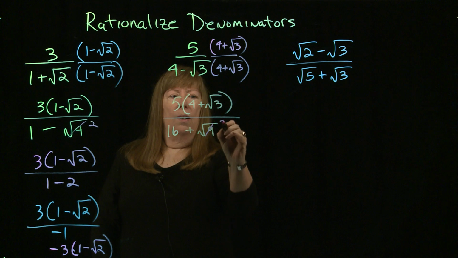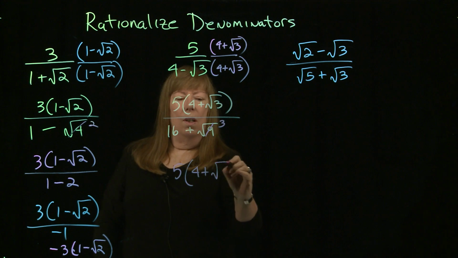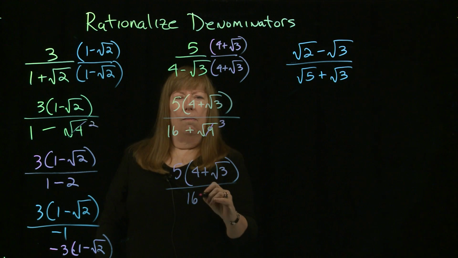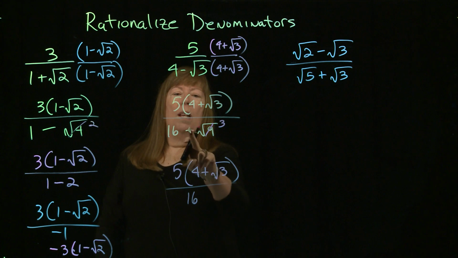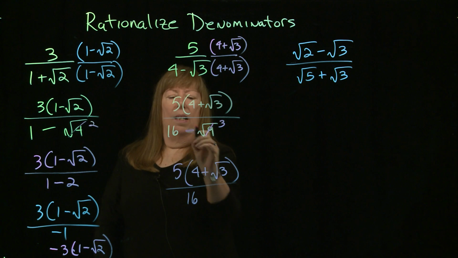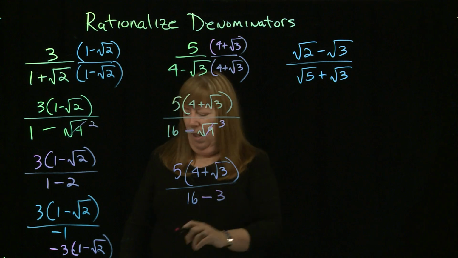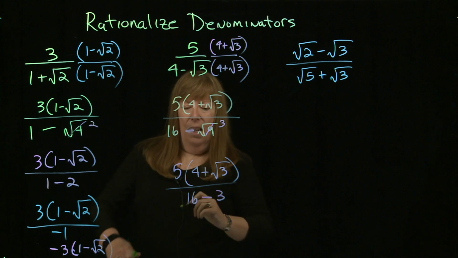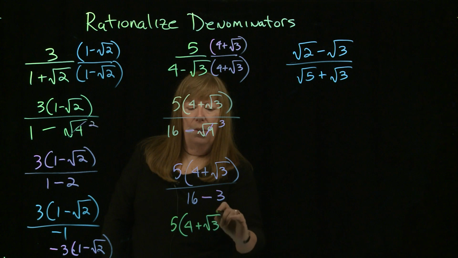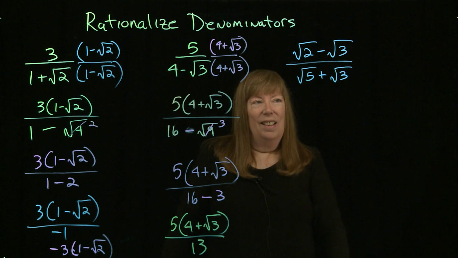Okay, the square root of 9 is 3, so now I have 5 times the quantity 4 plus square root of 3 over 16. It's not plus, though. Positive times negative is negative, so it's going to be minus 3. And we're going to end up with our final answer being 5 times the quantity, 4 plus the square root of 3 over 13. Excellent.